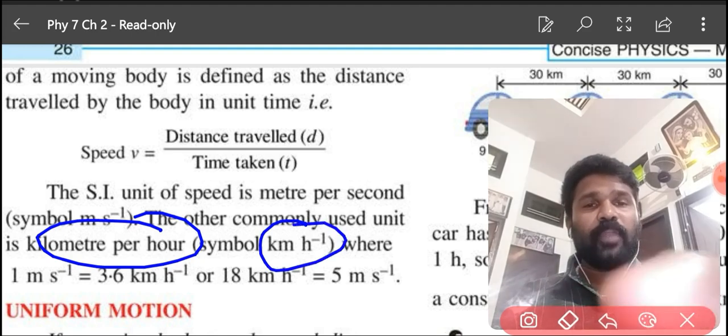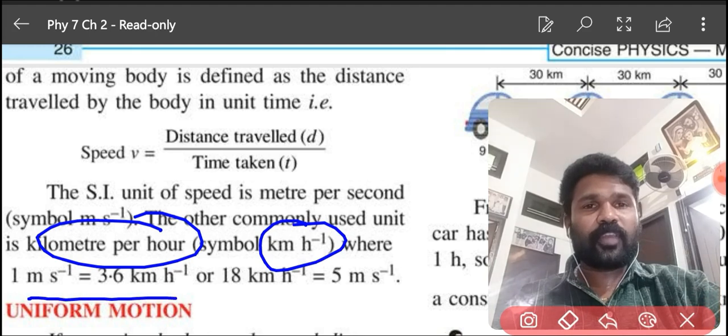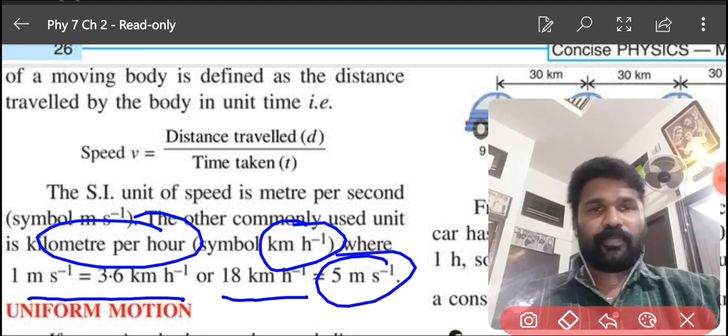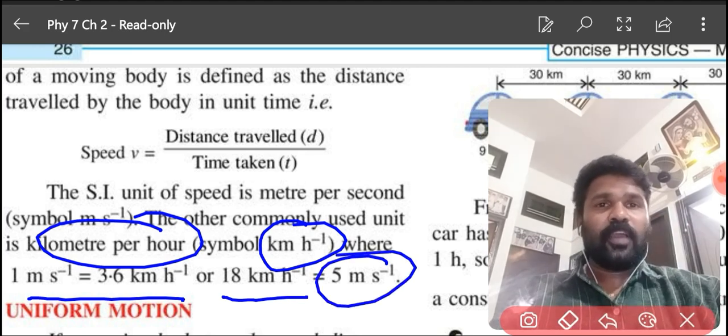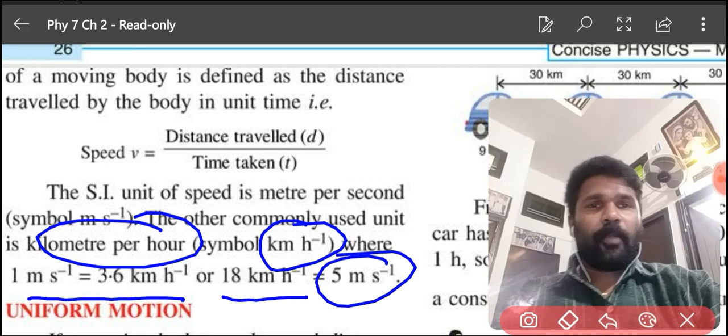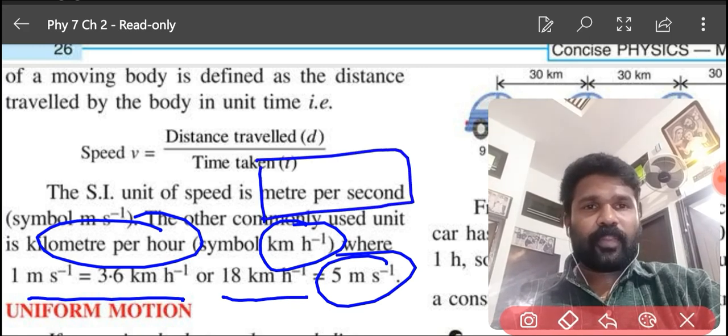And 1 meter per second is equal to 3.6 kilometer per hour, or 18 kilometer per hour is equal to 5 meter per second. So what is the SI unit of speed? Meter per second. And the bigger unit is kilometer per hour.